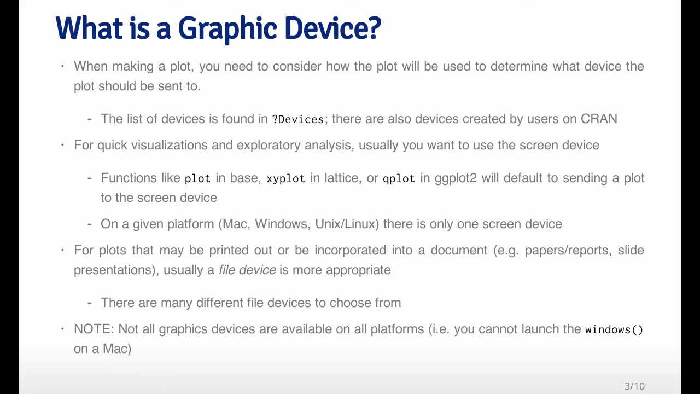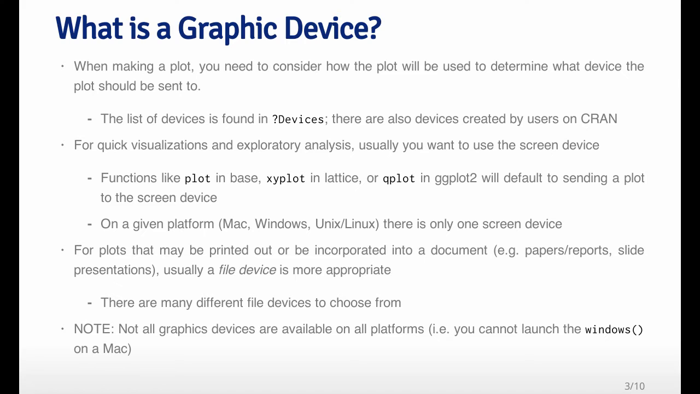There are also graphics devices that have been created by users on CRAN that you can make available to R by installing those packages. We won't talk about those here. I'm going to focus mostly on the devices that come with R. When you're plotting data and doing some visualizations and exploratory analysis, usually the most obvious place to send a plot is the screen device. You call a plot function like plot or xyplot, or maybe you're using qplot in ggplot2, and the plot will go to the screen device. Then you can look at your data very quickly and see what you want to do for the next plot.